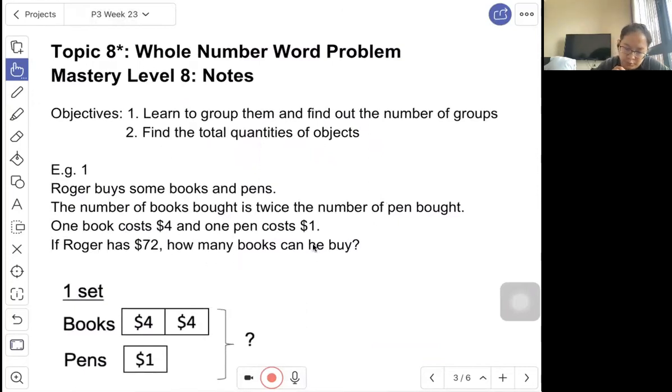First, let's highlight the keywords. The books bought is twice the pens bought. So if you draw the model, you have the book and pen, and book is 2 units, pen is 1 unit. So one book costs $4 and one pen costs $1. So 4, 4 and the 1. So one set itself is how much? Roger has $72, how many books can he buy?